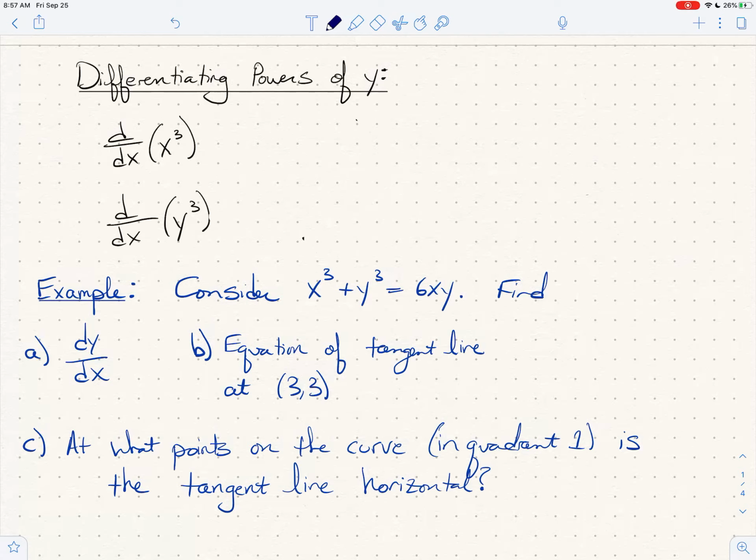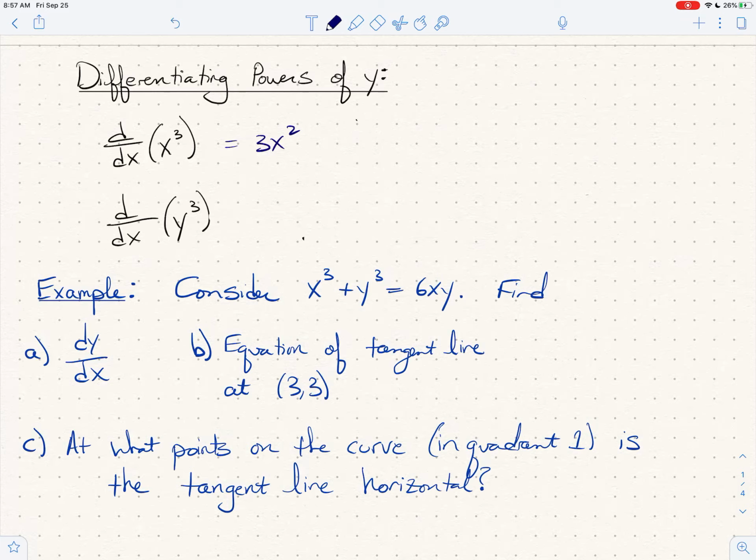All right, before we do another example, I want to just illustrate to you differentiating powers of y versus powers of x. So when you differentiate d dx of x cubed, we normally think about this as just 3x squared, and that is what the answer is.